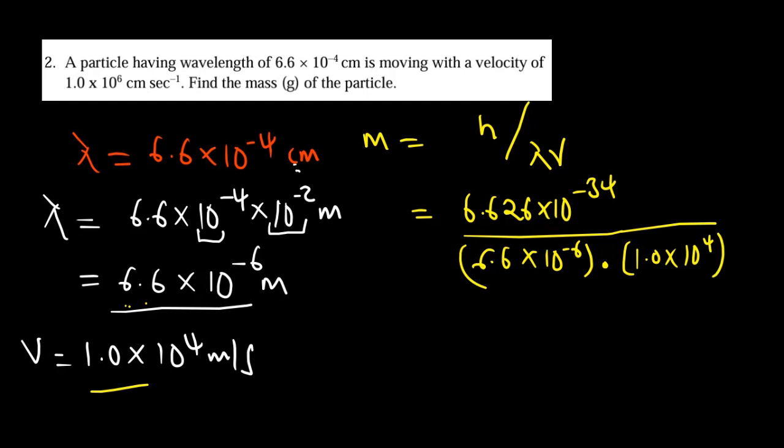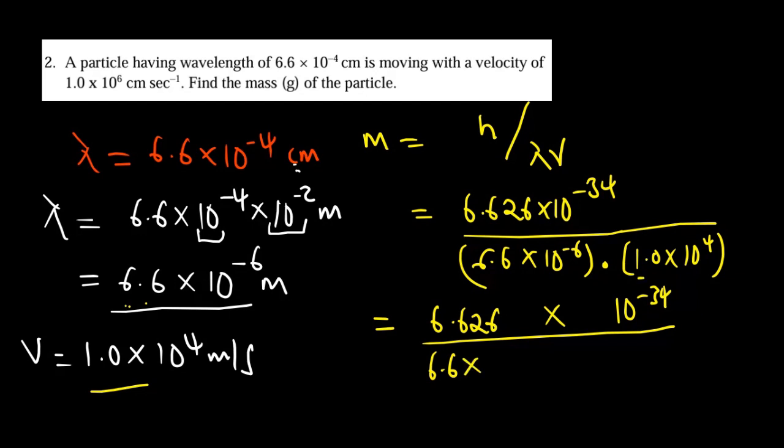So this is what we have. Okay, so we can punch this into our calculator. To avoid confusion here, you may want to group all the numbers that have 10 to the power something together, and then those that do not together as well. So I'm going to write this number as 6.626 multiplied by 10 to the power minus 34. And then I'm going to say this here divided by 6.6 multiplied by the 1 from here, and then I'll put 10 to the power minus 6 times 10 to the power 4 there.